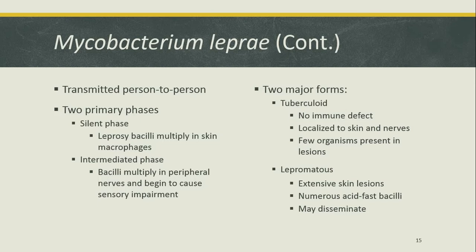And the difference between these is that the tuberculoid form is usually localized to skin and nerves, whereas lepromatous disseminates. This is where you have your extensive skin lesions and lots of acid-fast bacilli, whereas with the tuberculoid version, it's again localized and you'll usually only find a few organisms.